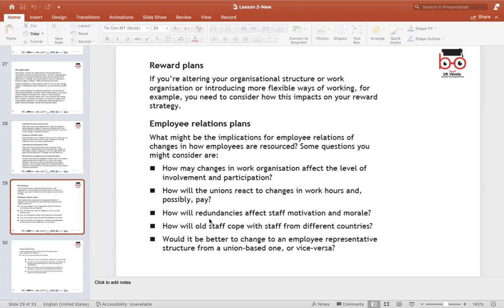Then again, this is the example I spoke about, how redundancies affect staff motivation and morale. Like I mentioned, in my previous organization, they kept morale in mind and got people together with team building exercises. They took us out for different events so that, as a group, we knew that we were united, and our managers assured us that our jobs were safe. That's a simple example of how HR comes up with employee relation plans, or ER issues as we call them.